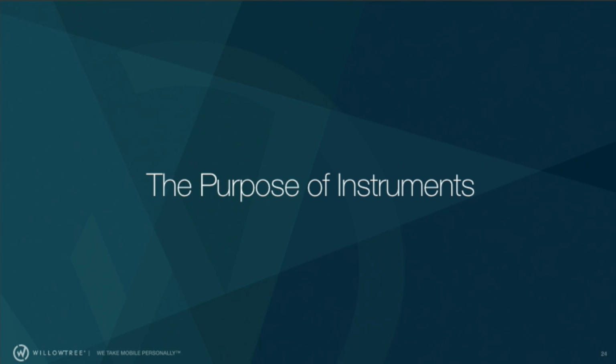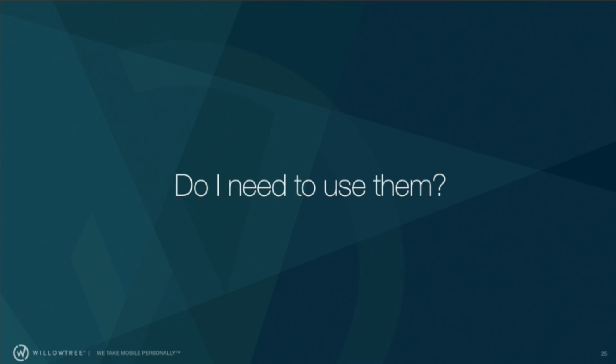So the purpose of Instruments is not just to make your code better, but to help you understand your code and the hot points, like what might cause your app issues, and give you an overhead look before you ship an app. Given all of this data, how will this work? So do I need to use them?